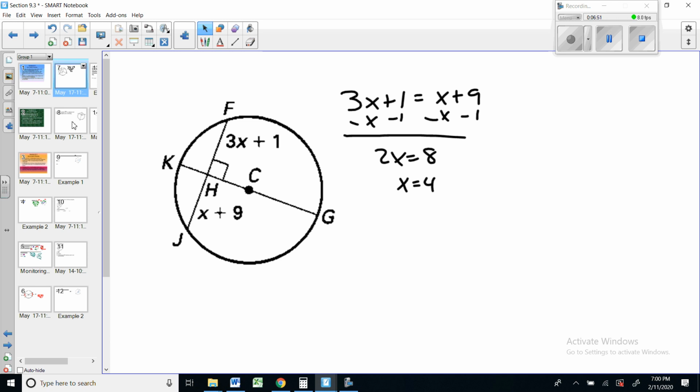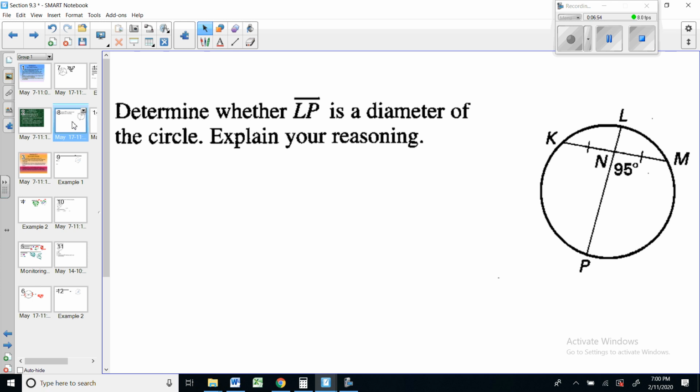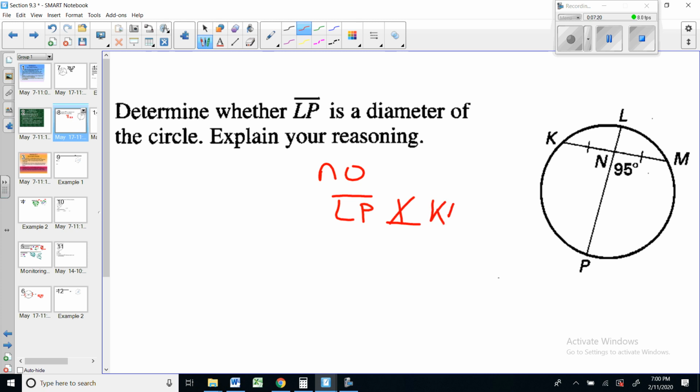And on our last one, like this, we want to determine whether LP is the diameter of circle C. We're going to explain our reasoning. Now, we see that LP bisects KM. But what else do we need to have? Okay, we also need to make sure that LP is perpendicular to KM. And since it's not, we know that our answer is no, because segment LP is not perpendicular to segment KM. In order for that to be a diameter, it has to bisect the chord, but it also has to be perpendicular as well.